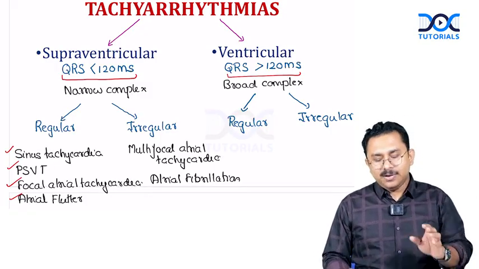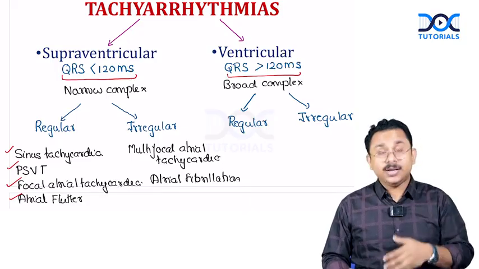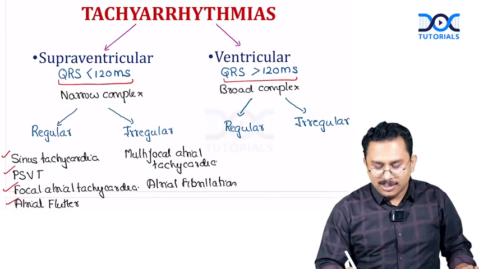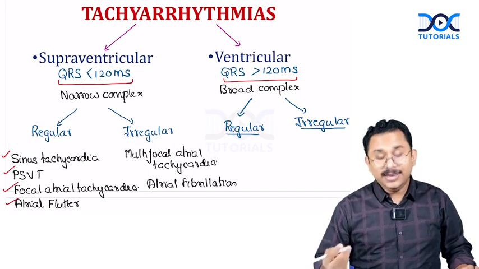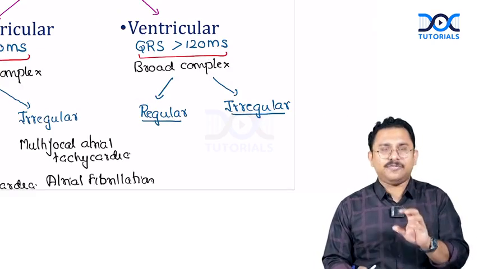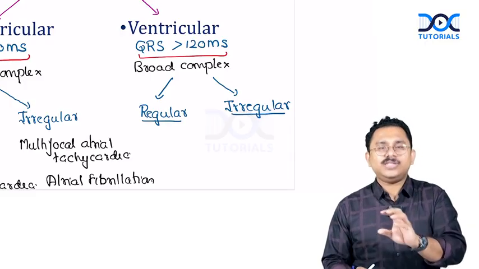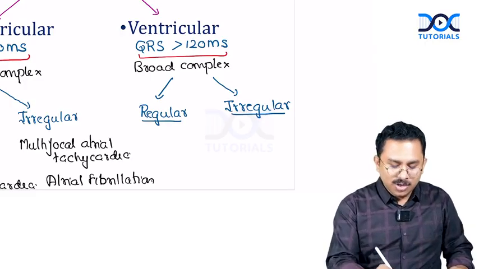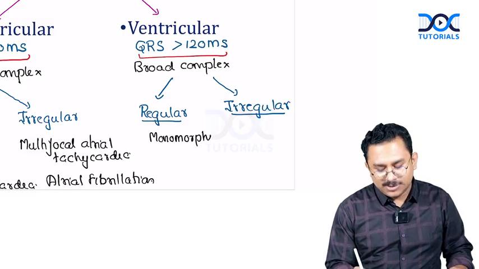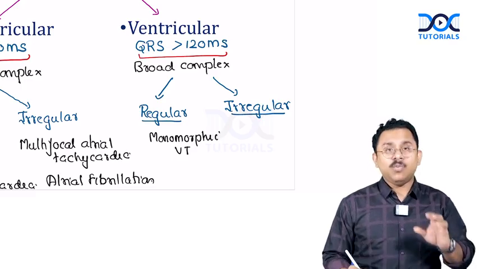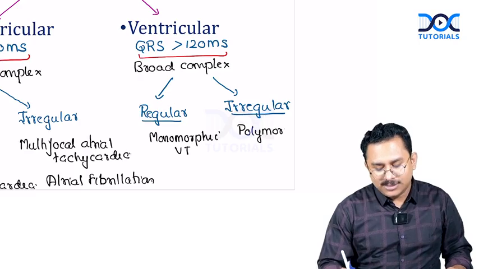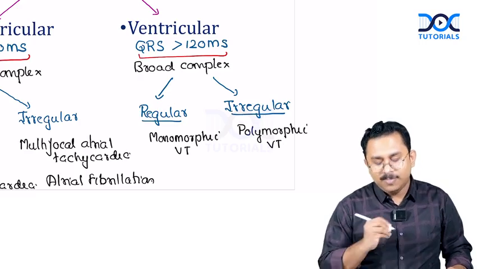Okay. Now, ventricular tachyarrhythmias can again be regular or irregular. A regular ventricular tachyarrhythmia is likely to have similar morphology of the QRS complex, which is called a monomorphic VT. Okay, the morphology of the QRS complexes will be similar. It's called a monomorphic VT. And an irregular one is likely to have varying morphology of the QRS complex, which is called a polymorphic VT.